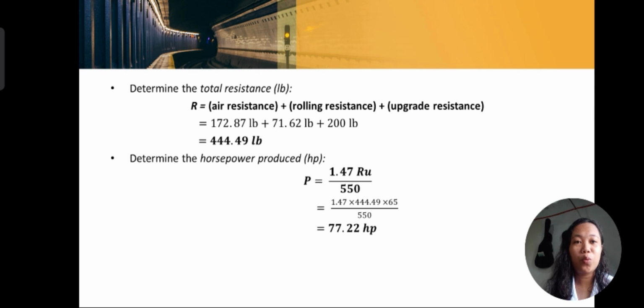Therefore, 77.22 horsepower is needed for the vehicle to overcome all of those resistance forces that are acting on the passenger car while it is in motion.